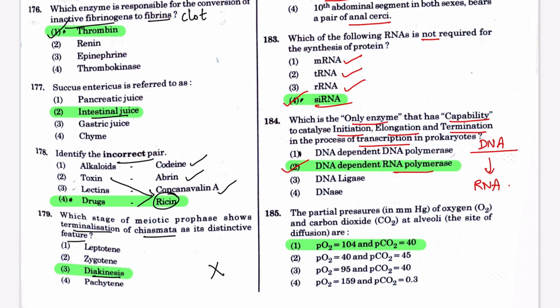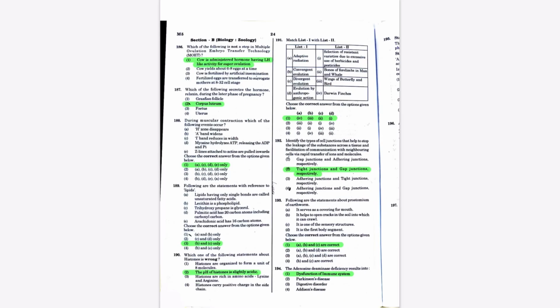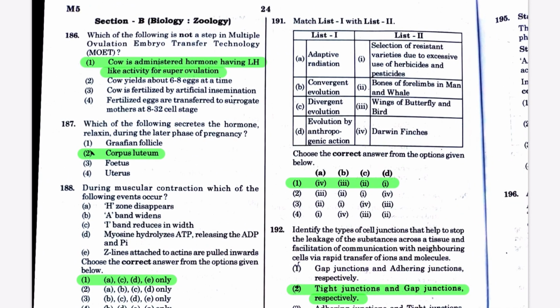Okay. Next, it's a simple question. They are asking you the partial pressure of oxygen and carbon dioxide in alveoli. So oxygen, it is 104 and carbon dioxide is 40. Right. Okay. So section B, zoology.